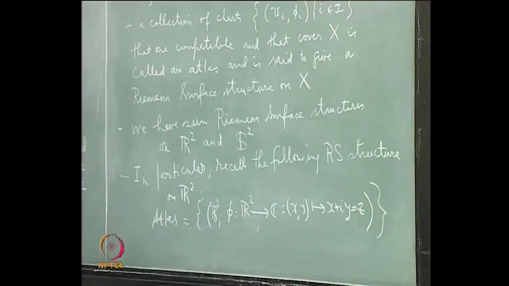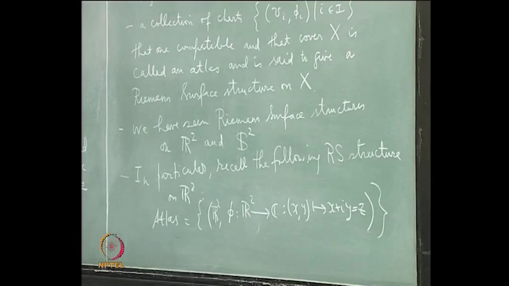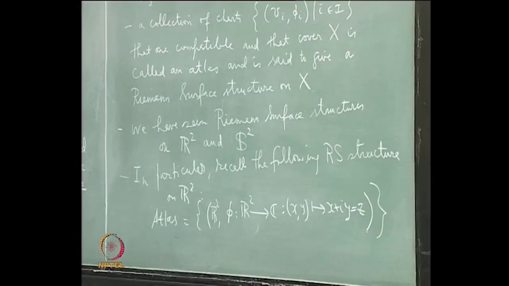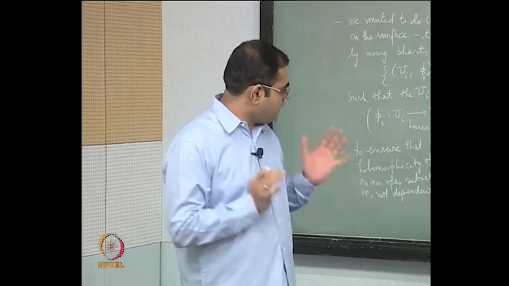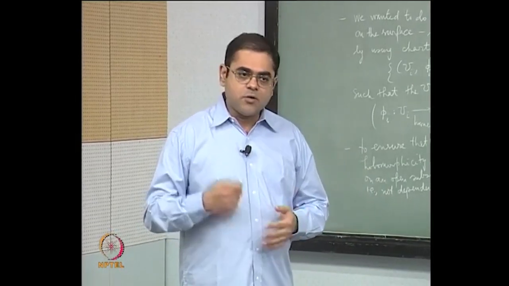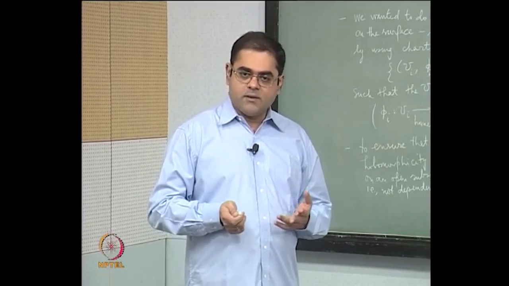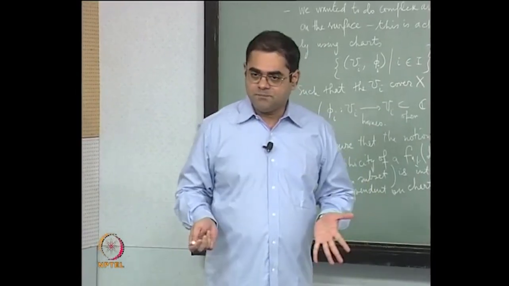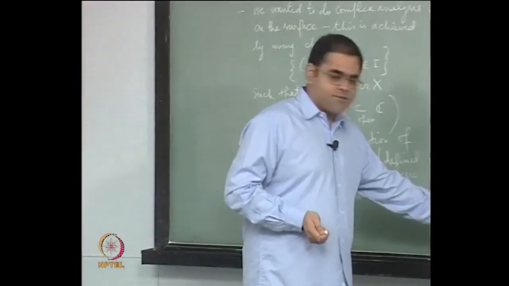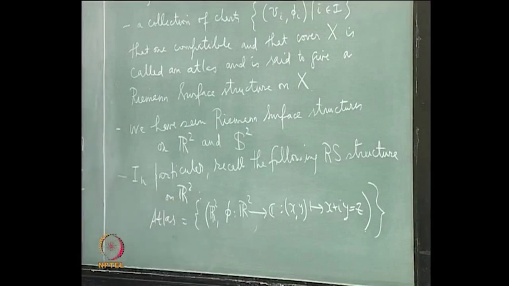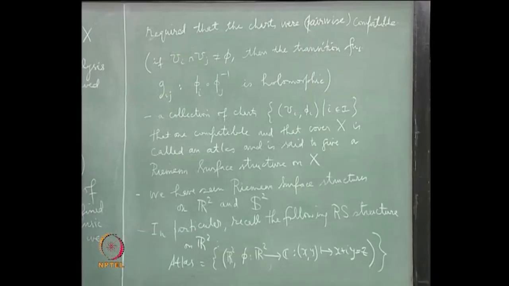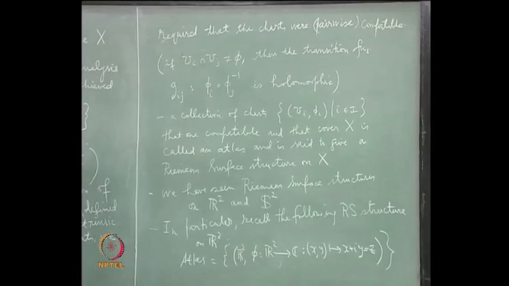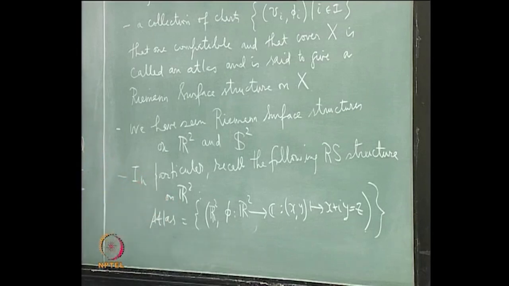Now this chart, of course, covers the whole plane, and it is an atlas. The collection consisting of only this chart is an atlas because there is no compatibility condition that has to be verified. By logic, a condition that does not need to be verified is deemed to be true, vacuously true. So this is indeed an atlas, and it makes R2 into the complex plane C. We say that the complex plane C is a natural Riemann surface structure on R2, where the notion of holomorphic function is the usual notion that we study.